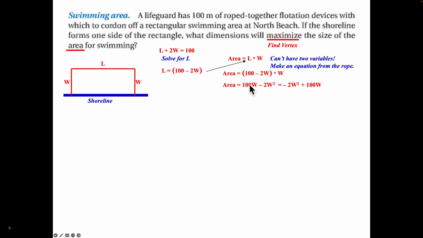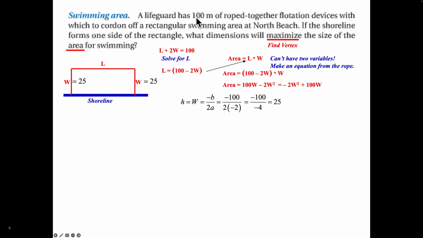So here again, we can use our vertex. Your h is going to be the w, negative b, negative 100 over 2 times negative 2. The two negatives cancel to be a positive. We're going to have 100 over 4, which is going to give me 25. So that width is now 25. This width is 25.